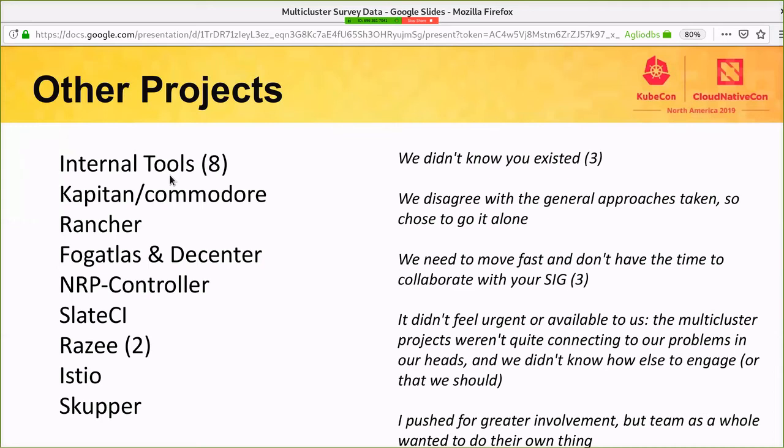Other ones that came up: Captain Commodore, Rancher stuff, something called Fog Atlas, which I'd never heard of before. Same with NRP controller, I don't know what that is. A couple of people mentioned Slate CI. Oh, I should put a 2 by that. Sorry. A couple of people mentioned Slate CI. A couple of people mentioned something called Razi. And surprisingly enough, only one respondee considered Istio to be a multi-cluster tool for them.